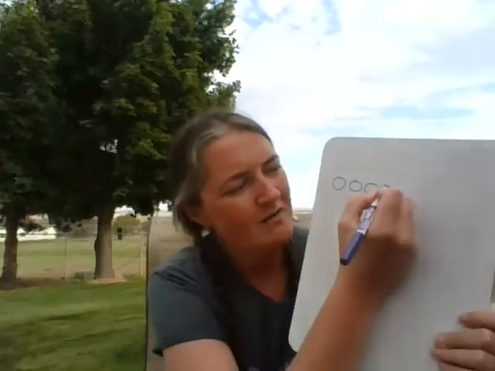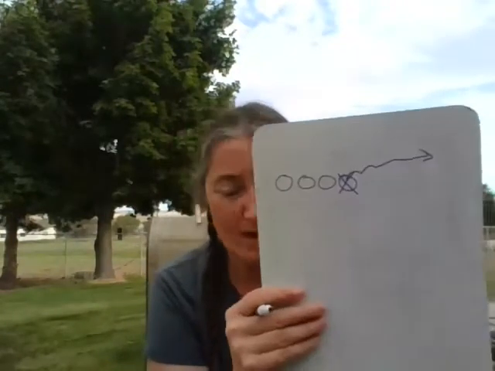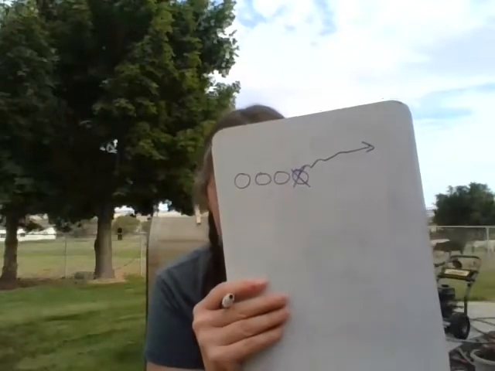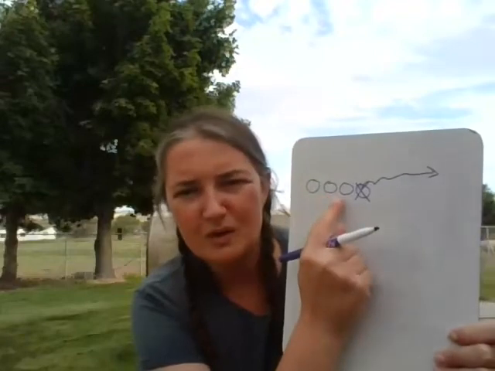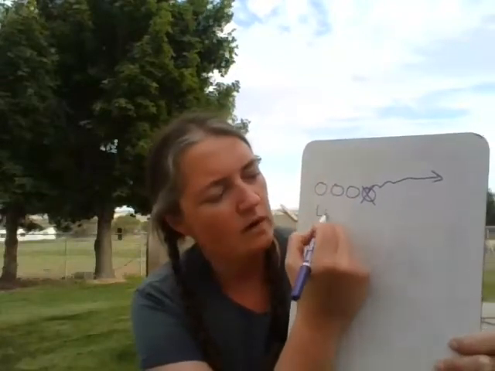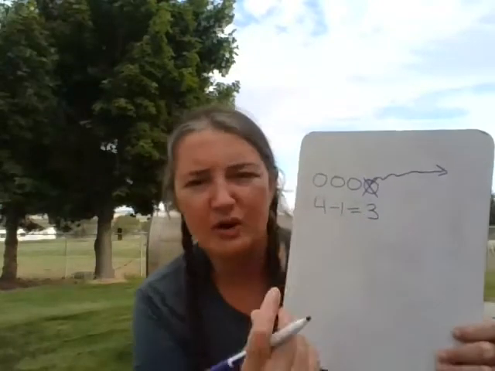Did we add some more or did some go away? You're right. It popped away. How many popped away? 1. So I'm going to cross mine off. You could also make a squiggly line making it look like it went away. How many are left? 1, 2, 3. 4 minus 1 equals 3.